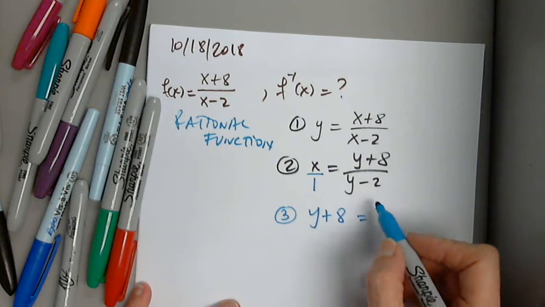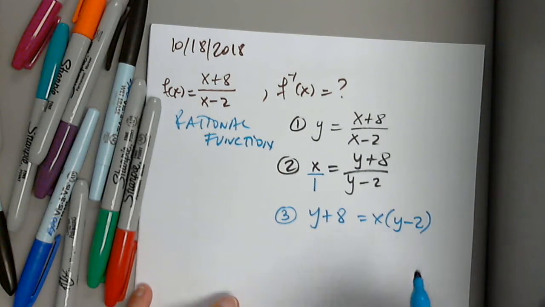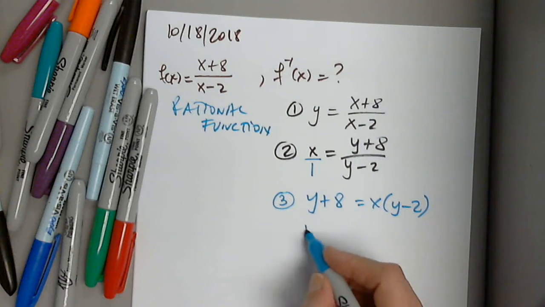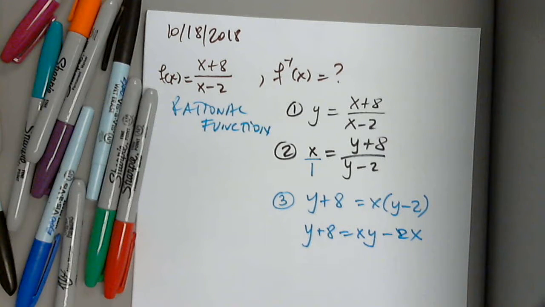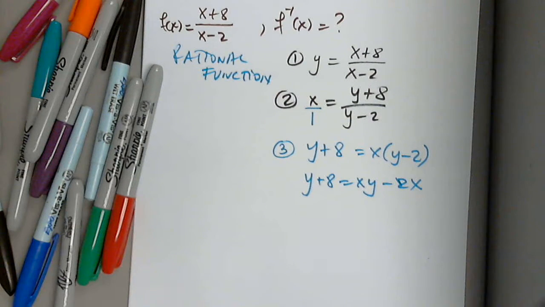And then you either write it like this, or you distribute at once. That's fine. Both are okay. So y plus 8 equals xy minus 2x. The variable is? What are we solving for? Y. Exactly. So what do I have to do next?